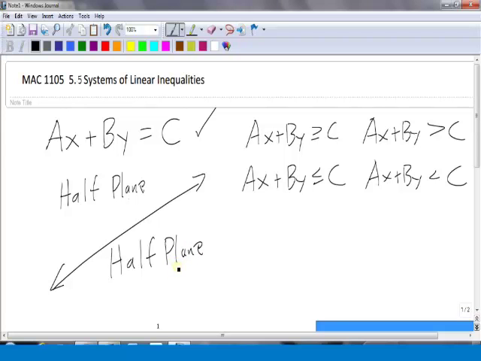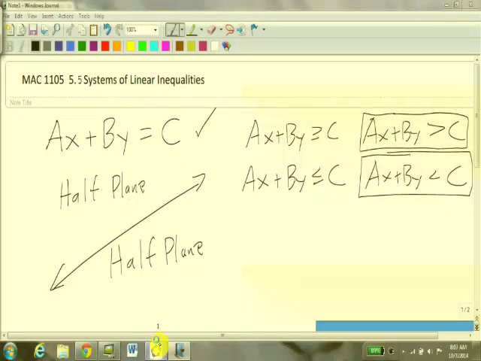We have to know a little bit more information about the signs of A, B, and C. But if we can figure out the signs of A, B, and C, exactly what they are and the combination that they occur in, one of those half planes is the graph of Ax plus By is greater than C. And the other half plane is the graph of Ax plus By is less than C.